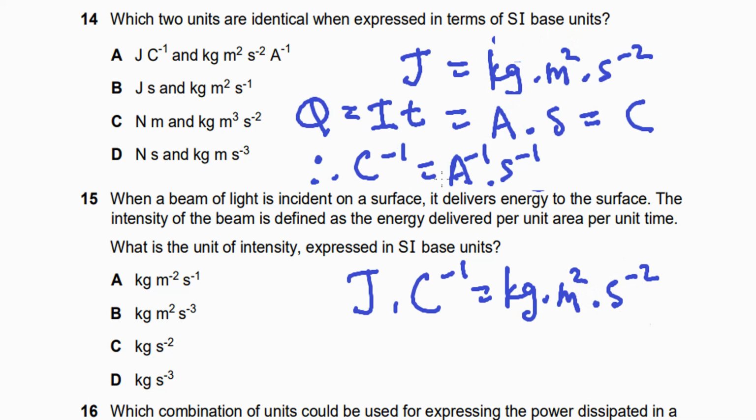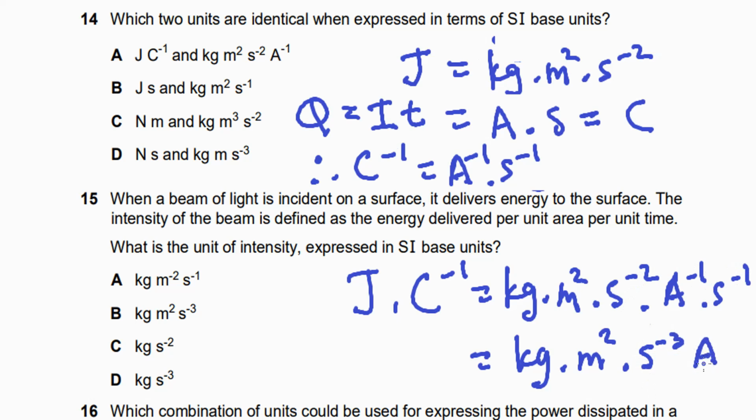So joules per coulomb, which is the coulomb to the negative 1 is A to the negative 1, s to the negative 1. And we can simplify this. S to the negative 2 times s to the negative 1 is s to the negative 3. And of course, what we get here is not the same as this, because here we have s to the negative 2 and not s to the negative 3. So we know that the answer can't be A.